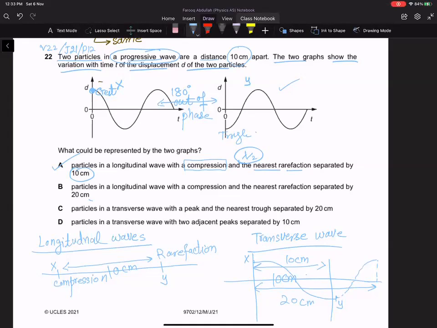Particles in a longitudinal wave have a compression and a rarefaction, they are not at 20 centimeter. They must be at 10 centimeter because the antiphase points are at 10 centimeter. C option is particles in a transverse wave with a peak and the nearest trough separated by 20 centimeter. No, they are separated by 10 centimeter. And in this option, they are asking about two crests separated by 10 centimeter, which is not the case. The crests are separated by 20 centimeter and the crest and trough are separated by 10 centimeters. So A is the correct option.